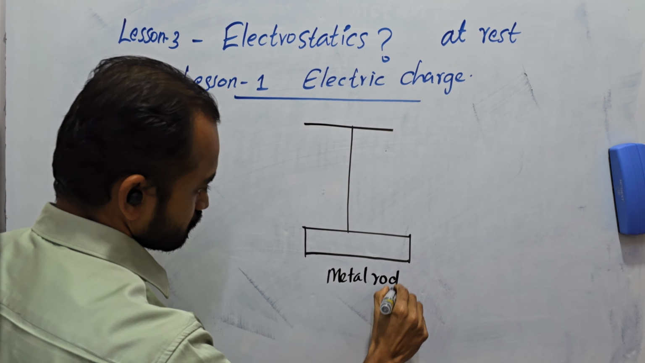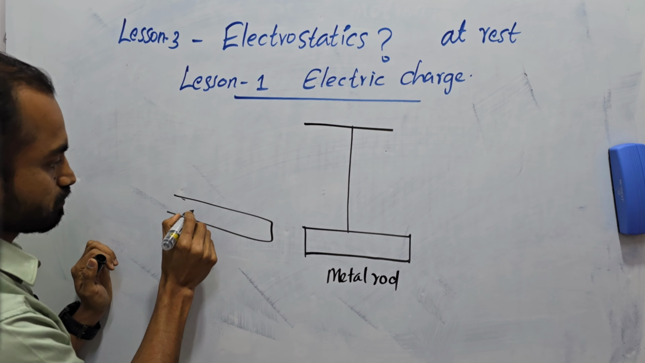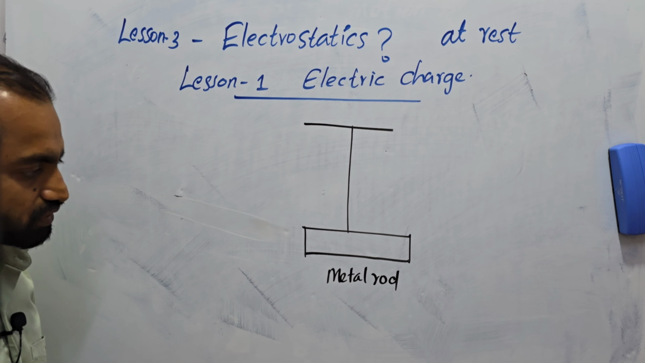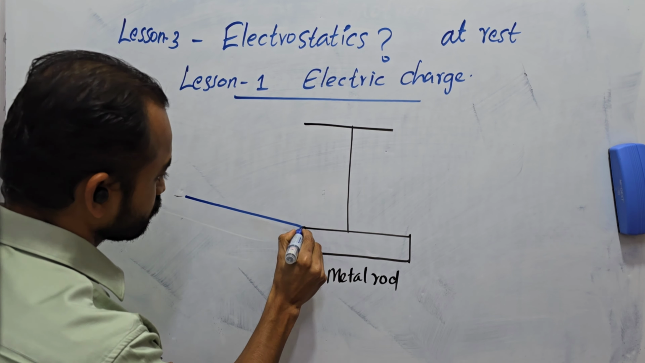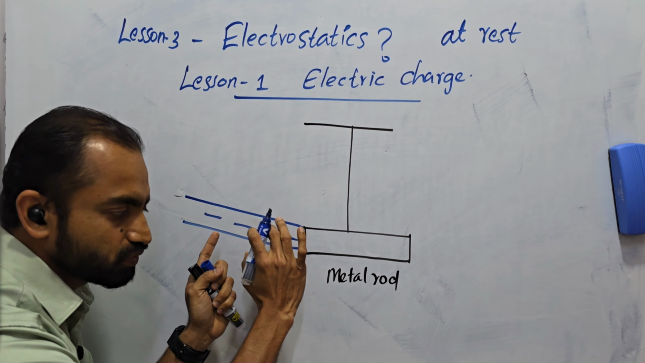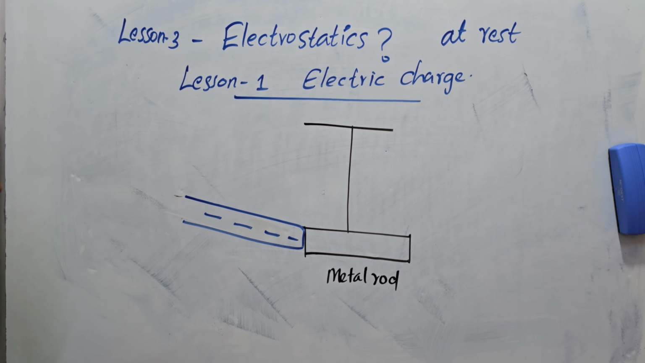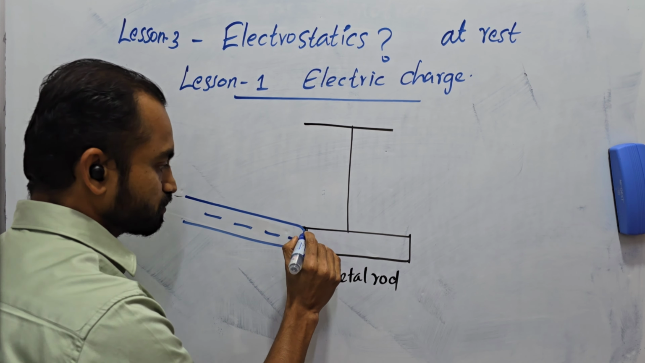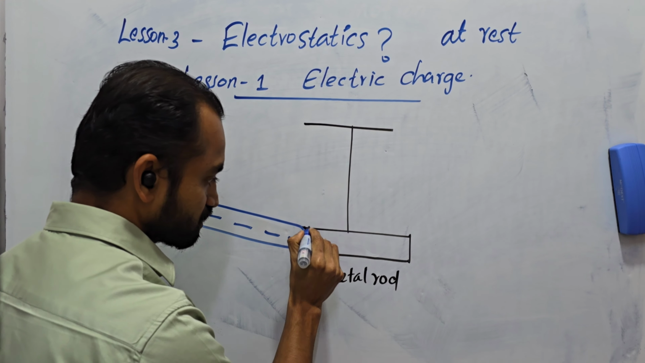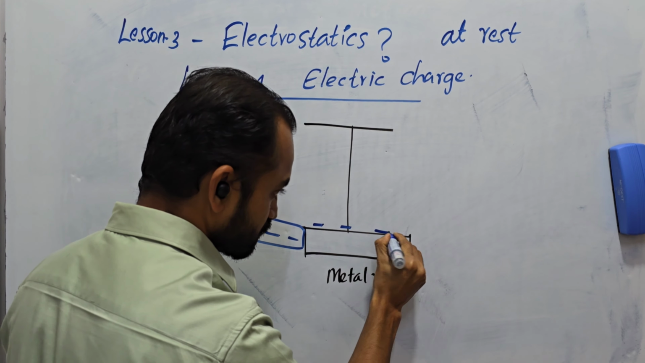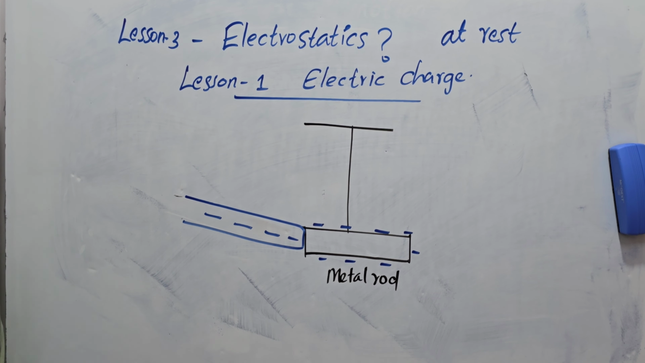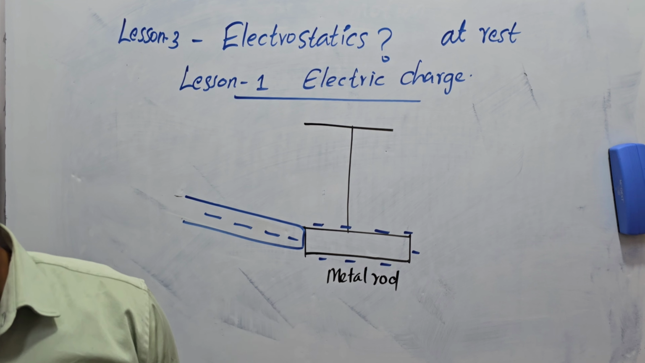Okay, so you are touching this metal rod with a glass rod, right? For example, you are touching the metal rod with a negatively charged glass rod. So what happens? The charge will flow to the metal rod. Some of the charge will flow to the metal rod, so the metal will get some negative charges. And metal is a conductor, right? As it is a conductor, the negative charge will be equally distributed throughout the metal, right? Okay, very good. Any doubt?